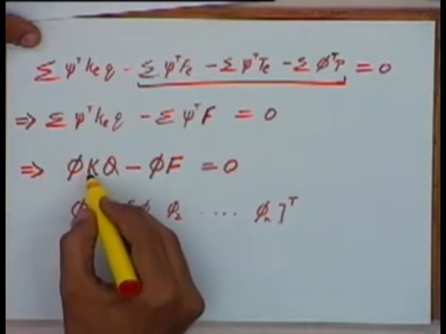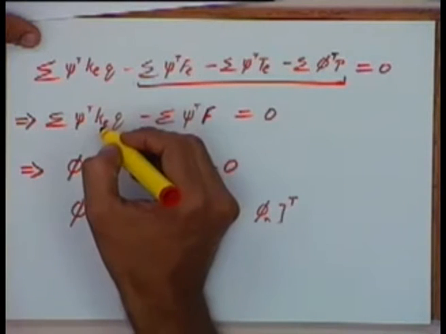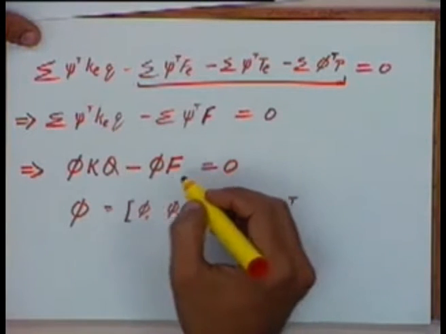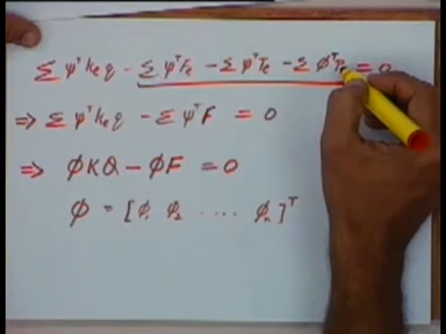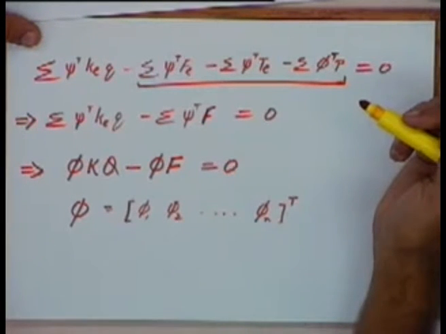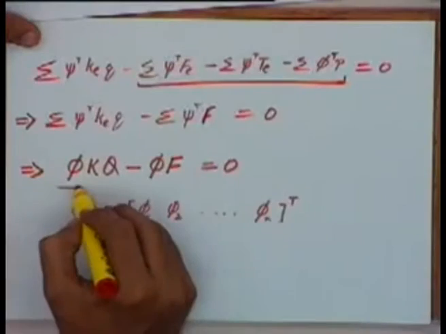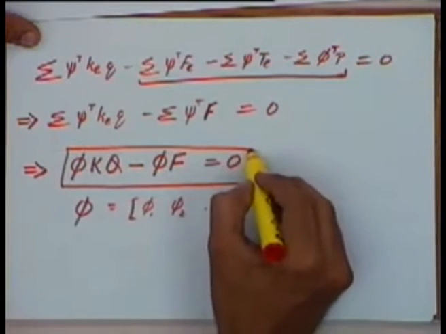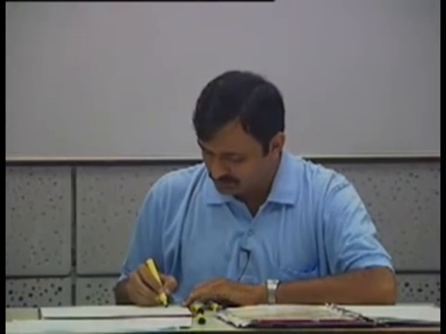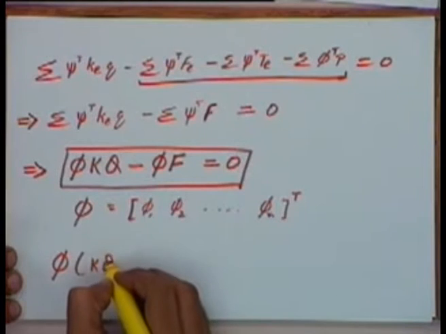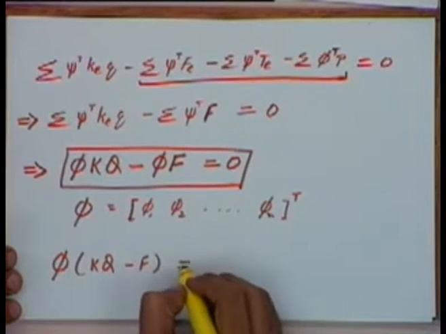This global matrix K will be assembled from the individual stiffness matrices just like we did earlier. The global force matrix will be assembled from the individual force matrices and the point loads just as we did earlier. So we'll get this equation for the Galerkin's approach, and I can write that as phi into KQ minus F will be equal to 0.